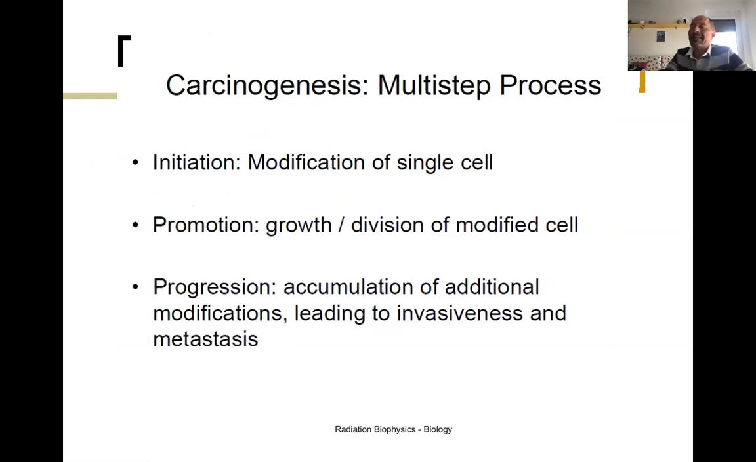But carcinogenesis is a multi-step process. It's not that you inactivate P53 and you have cancer. You will see that there are many steps, but you can identify them in three big groups. One is called initiation. In the initiation, you have a modification of a single cell, a mutation, something that somehow stimulates a single cell. This leads to the second step, the promotion. These mutated cells must be in an environment where they can grow and divide. And finally, the progression, where you accumulate modifications and eventually this leads to invasiveness and metastasis.